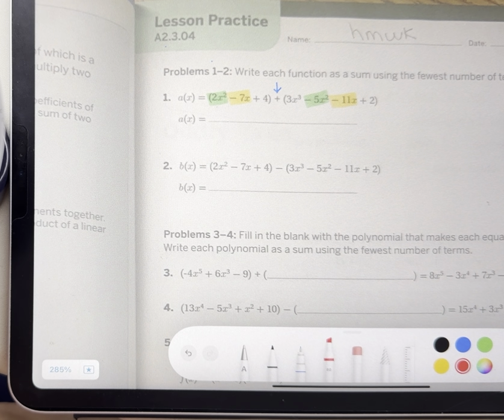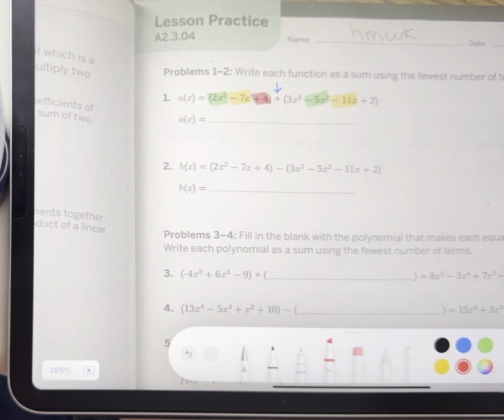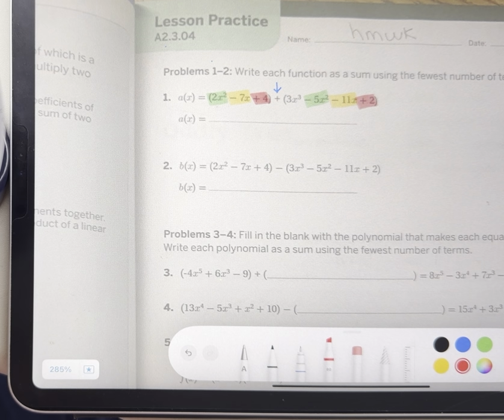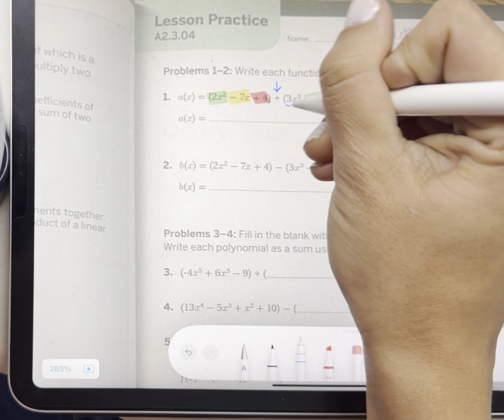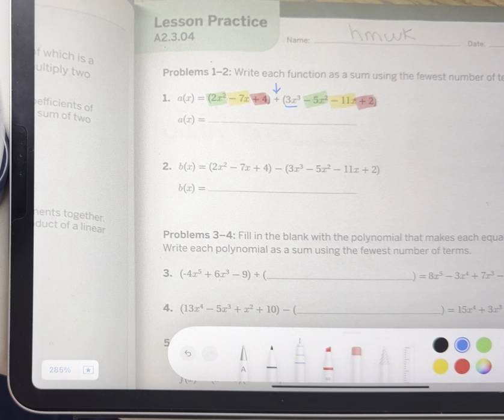All that matters is that the variable situation match. So the variable and the exponent has to match. And then I see a plus 4, that's a constant. And I see a plus 2, that's a constant. And then this guy is all alone. And then here's the other thing I like to do.